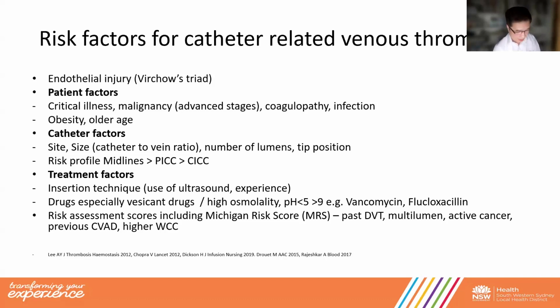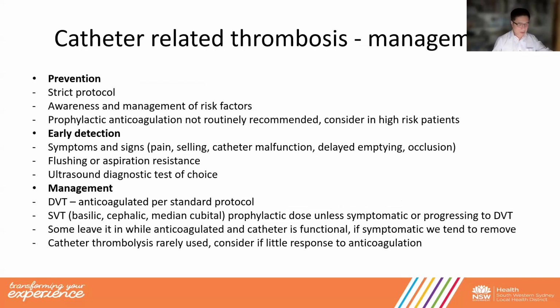Risk assessment scores can be useful in predicting risk, and the Michigan risk score mentioned there is the most commonly used. So how do you manage catheter-related thrombosis? Again, prevention. As with catheter-related infection, good adherence to a strict protocol is essential, as well as awareness and management of risk factors if possible. Prophylactic anticoagulation is not routinely recommended, but can be considered in high-risk patients.